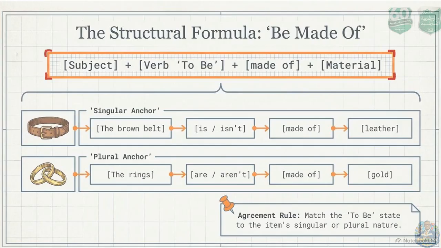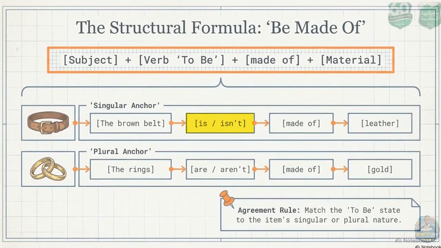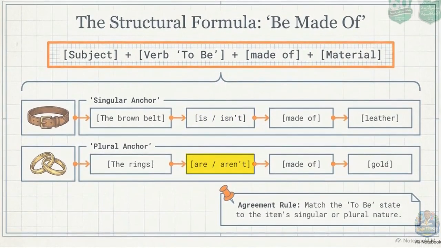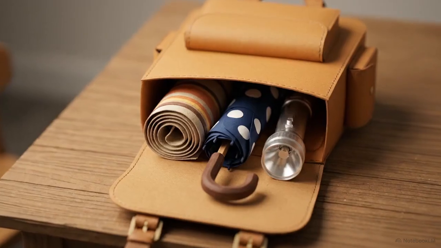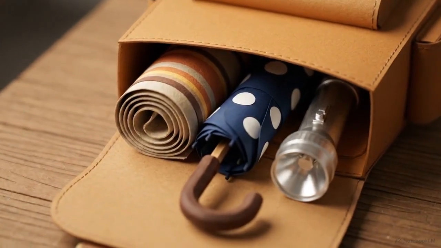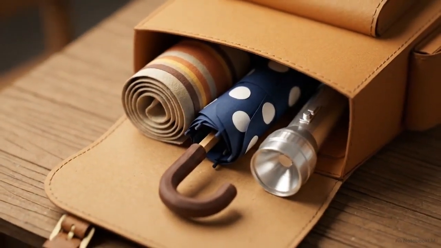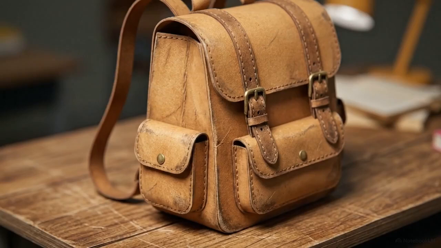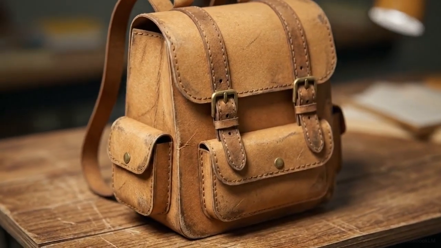Start with the subject, add the verb to be, the phrase made of, and the material. For one item, like a belt, say it is made of leather. For multiple items, like rings, say they are made of gold. When you combine patterns, materials, and the right grammar, you can create a clear description of the items in your pack.